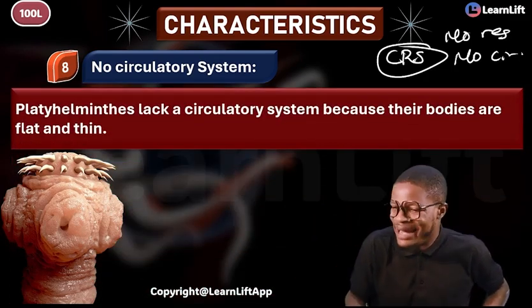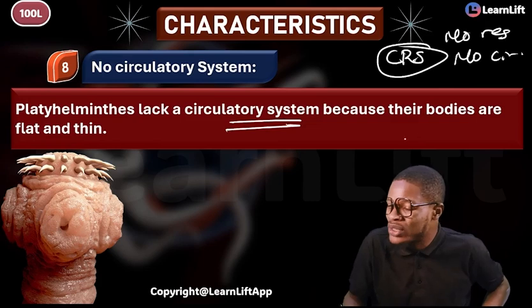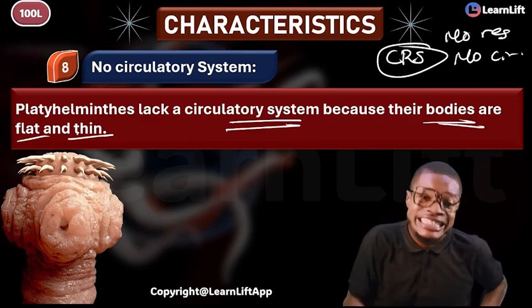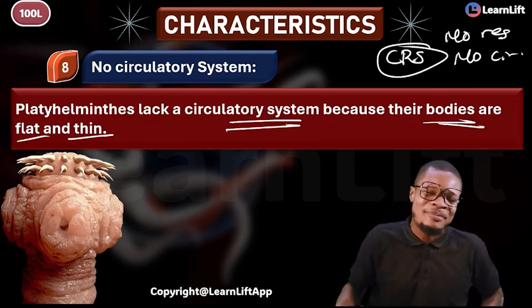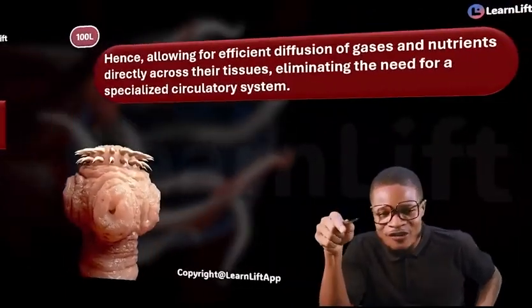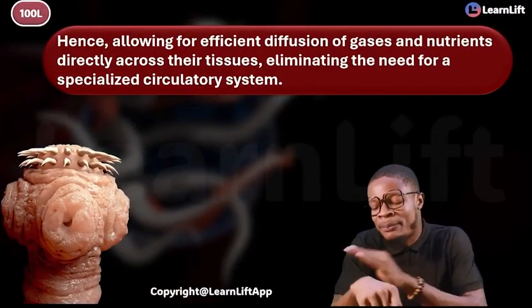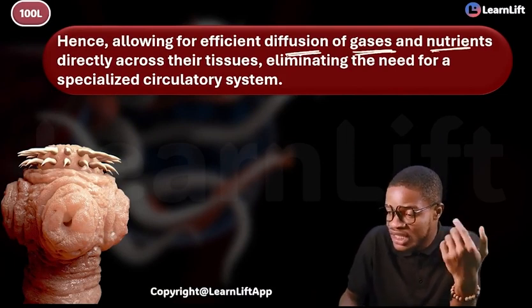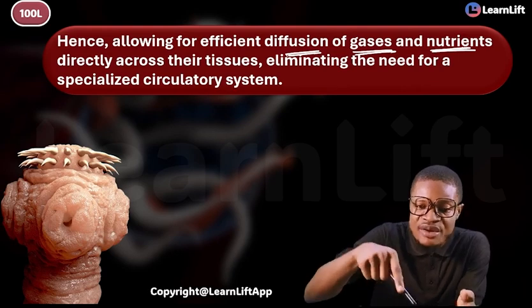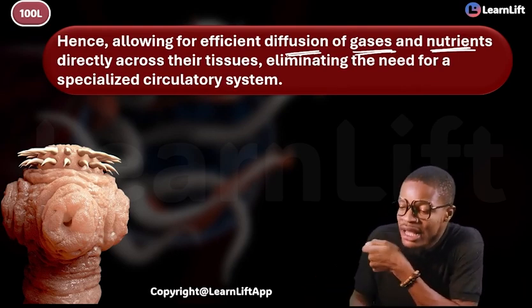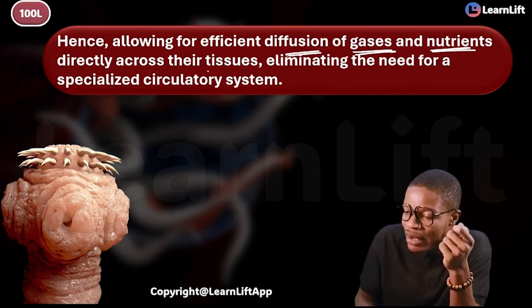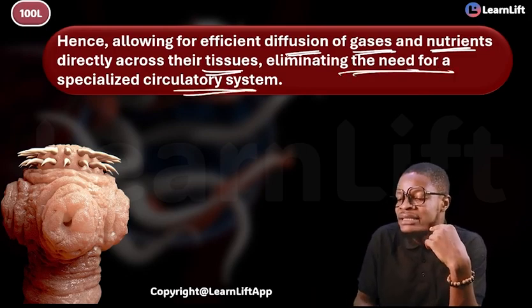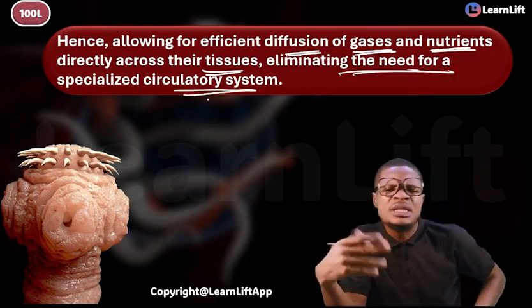Another thing is this: platyhelminthes lack a circulatory system. Why? Because their bodies are flat and thin. Is it a crime to be flat and thin? No, it's not a crime. Don't forget this: because their body is flat and thin, it allows for efficient diffusion of gases and nutrients. So gases and nutrients diffuse directly across their body into their tissues, eliminating the need for a specialized circulatory system. So is there a need for a specialized circulatory system in their body? No, they don't need it.